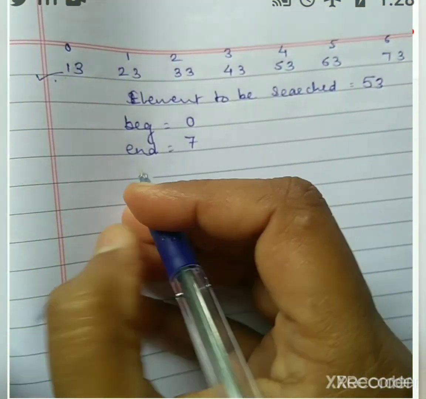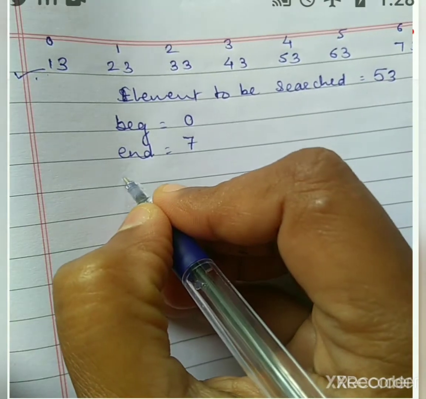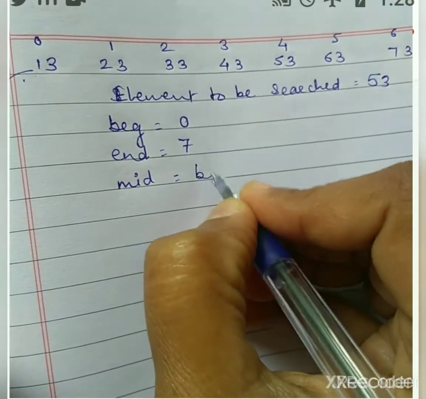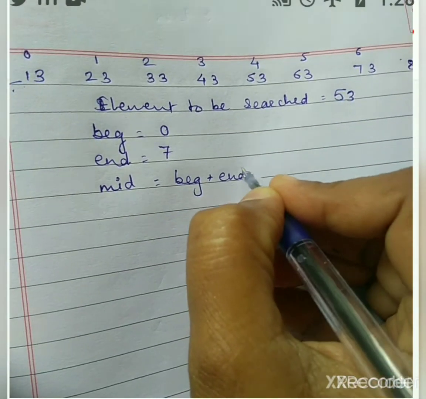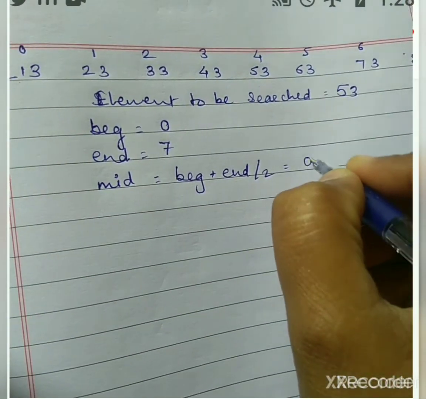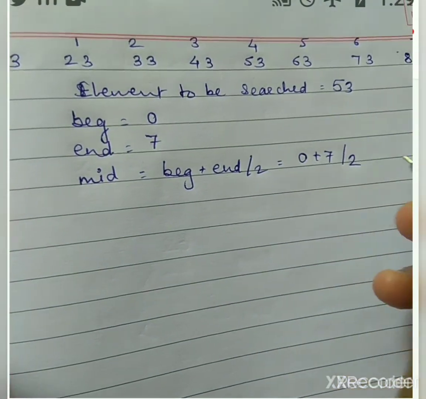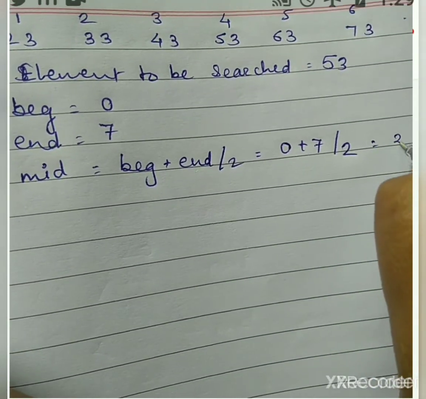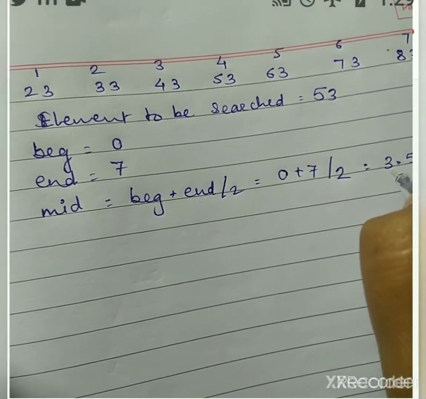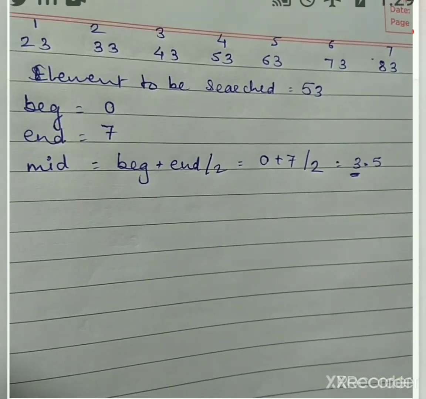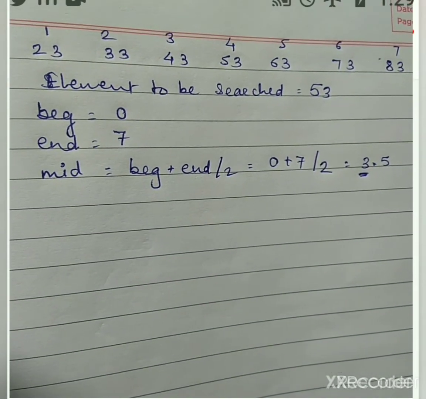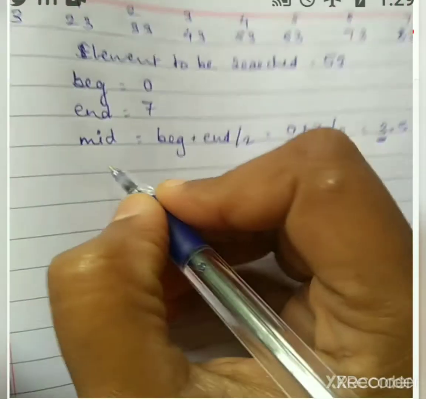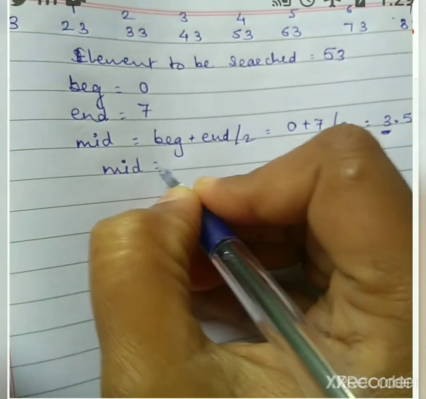After that, we have to calculate the mid value. The formula for mid is (beginning plus end) divided by 2. So it is 0 plus 7 divided by 2, and the answer will be 3.5. We have to just take the complete integer 3 from that 3.5. We have removed the 0.5 and now mid equal to 3.